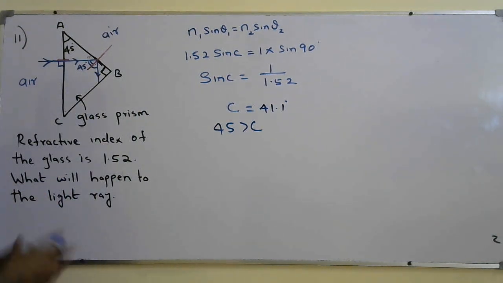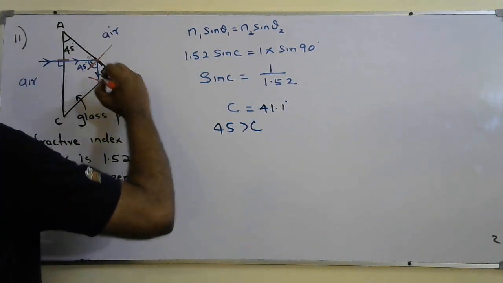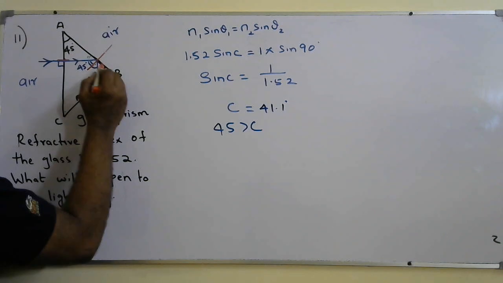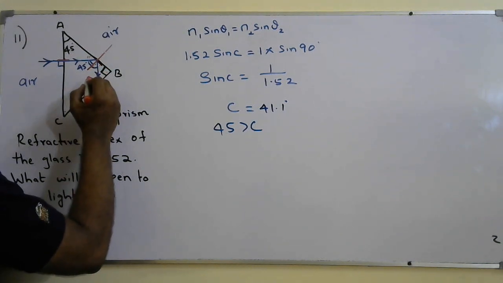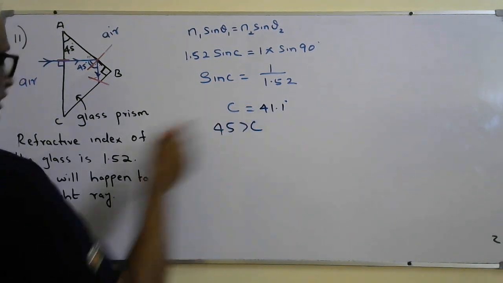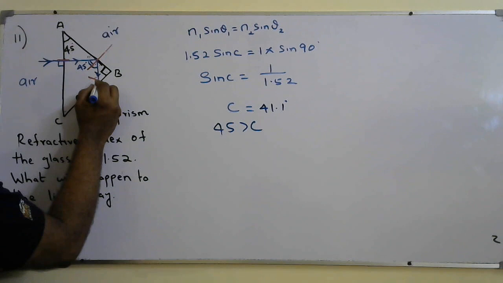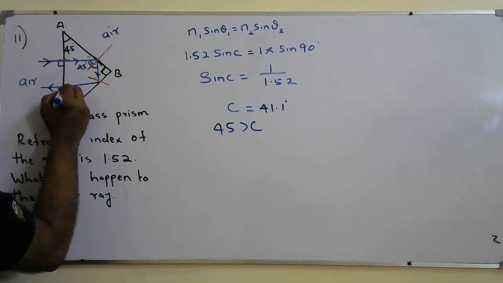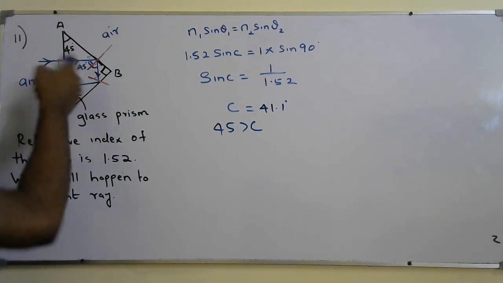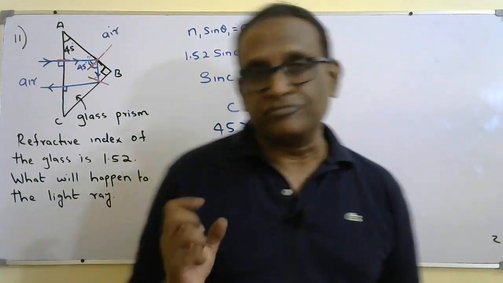So when you consider here, again if I draw the normal to the boundary here, this is 45, this is 90, means again this is 45. Again the angle of incidence is 45, critical angle is 41.1. So there will be total internal reflection. It will reflect back and it will emerge into air like this. So it will act as a reflector. So this could be a reflector.